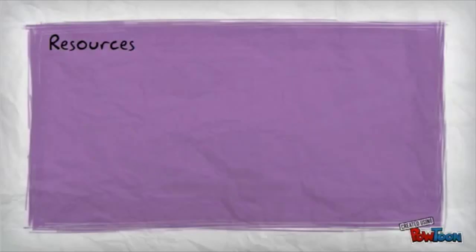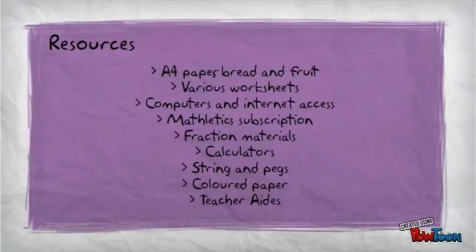The resources I've selected, but not limited to, are the following: A4 folding paper, bread and fruit, and sprinkles for fairy bread later on. Find a word worksheet for the Year 5s and 6s, as well as various question sheets with different levels of work. Computer and internet access, as mentioned before, at least 1 per 2 students. Mathletics access, fraction concrete materials, calculators, string and pegs, coloured paper for use on the number line with the string, and teacher aids.